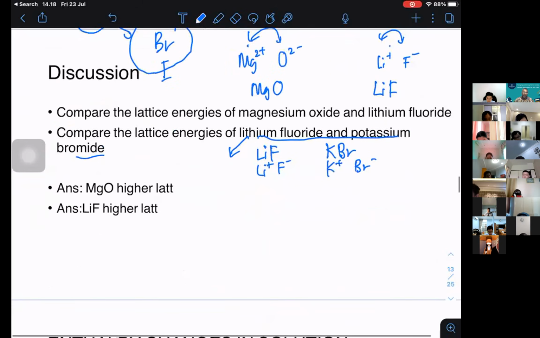So you can see the answer, MgO higher. Rather than saying higher lattice energy, I think it's better to say more negative lattice energy, or more exothermic. And LiF, lithium fluoride, is going to be more exothermic as well. So you need to know about this.